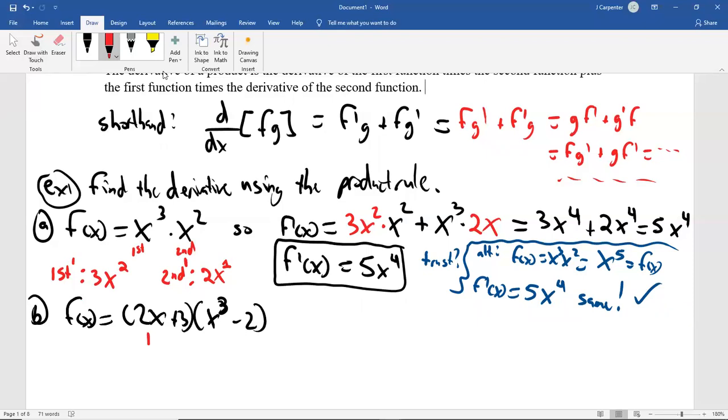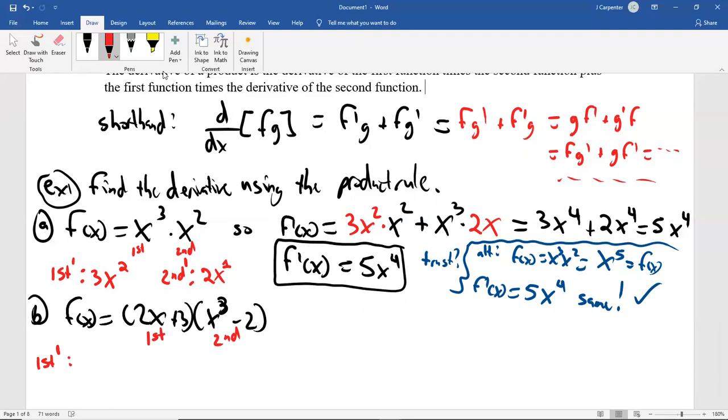The first is this parentheses, the 2x plus 3. That's what I call first, and then I'll call the x cubed minus 2 the second. If you want to call them like a y and a z, or an a and a b, or you know, give them some letters, that's fine. But I like using first and second. So the derivative of the first, we're just considering the first parentheses now, 2x plus 3. So the derivative of the first.